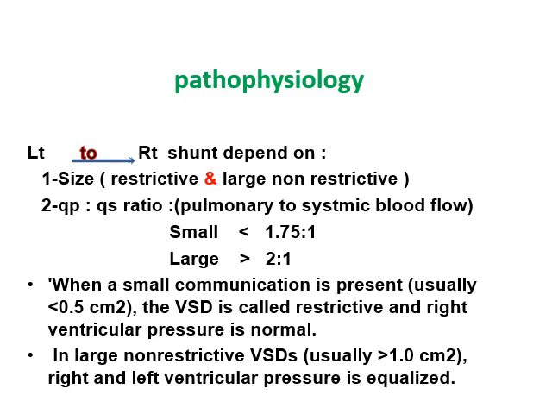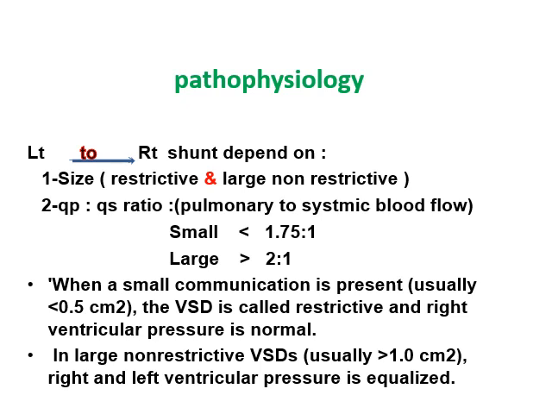Qp and Qs ratio. Number 1, the size: we classify VSD into restrictive or large, non-restrictive. Number 2, the shunt depends on the Qp to Qs ratio, which means pulmonary to systemic blood flow. When it is a small VSD, this ratio will be less than 1.75 to 1, and when it is a large shunt, it is more than 2 to 1, meaning the pulmonary blood flow is 2 and the systemic circulation is 1.